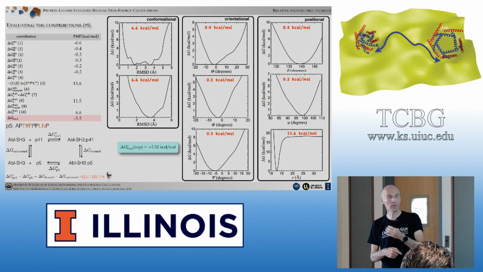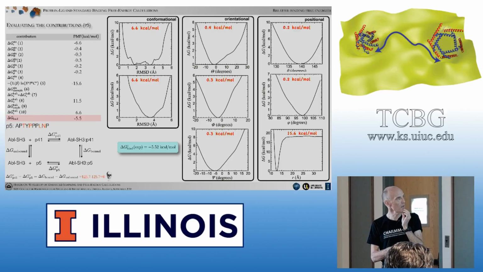On the one hand, we did the absolute binding free energy for P41. See the previous slides. We did the same thing for P5. Actually, for P5, if you do it with the geometric route, you get minus 5.5 binding. The experimental binding free energy is minus 5.52. It's pretty good. And if you remember the previous slide, we had found minus 7.8. So we have 7.8 minus 5.5, so that's 2.3.